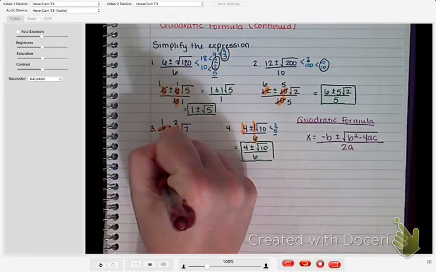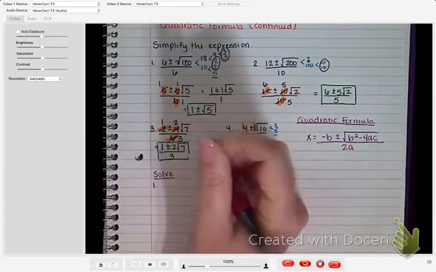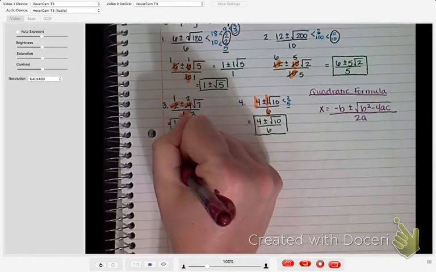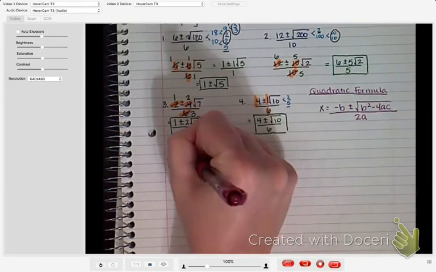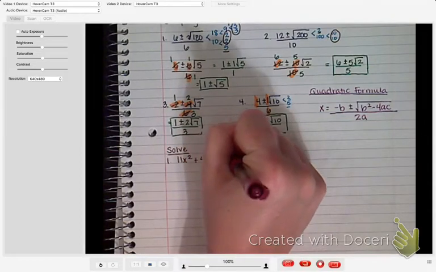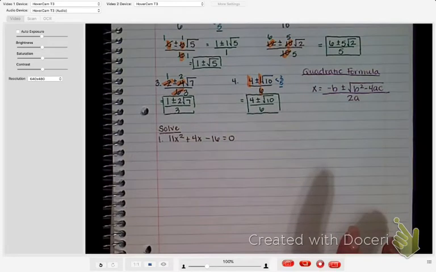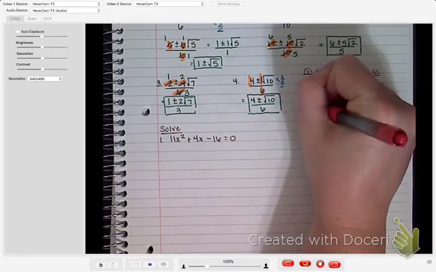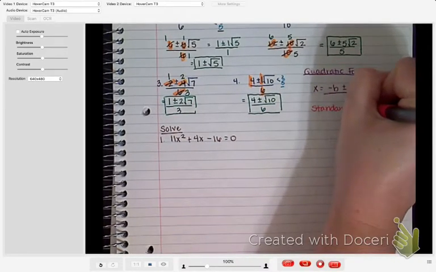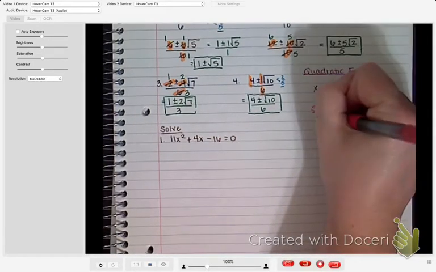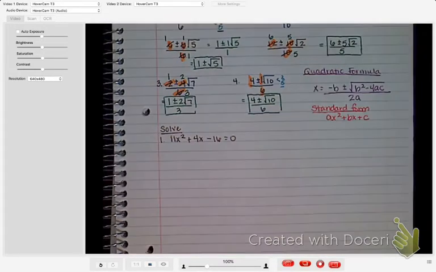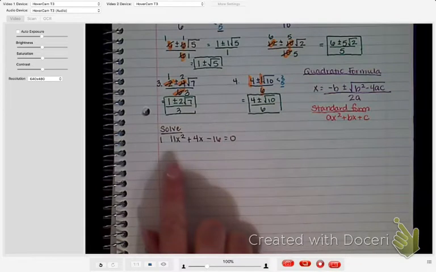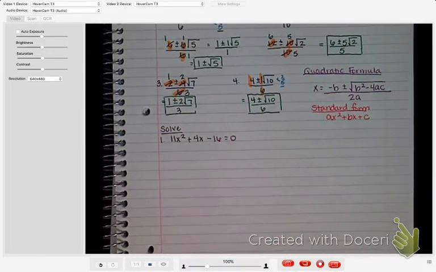So let's actually solve. How about we look at 11x squared plus 4x minus 16 equals 0. First thing we want to remember as we go through these is that it has to be in standard form. And again, I can recap standard form. Standard form for a quadratic equation is ax squared plus bx plus c. Now you could be missing a term, and if you're missing a term, that means your value there is just 0, and that's okay, but you want to make sure you have your x squared term, your linear term, your single variable term, and then your constant. And in this case I do.